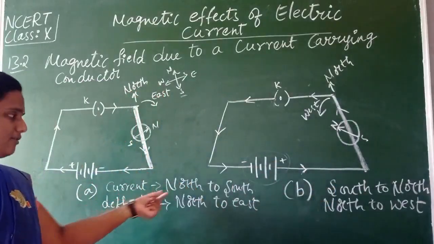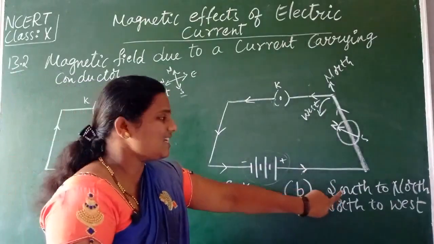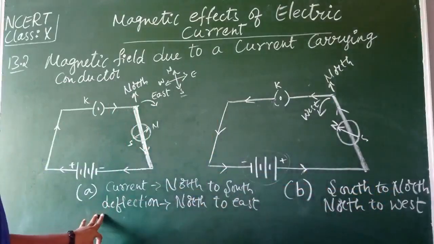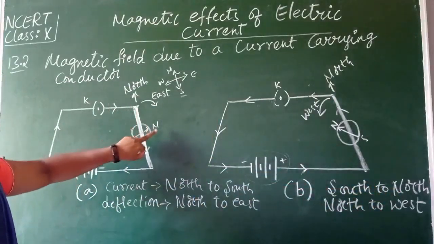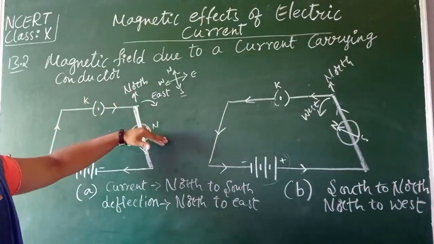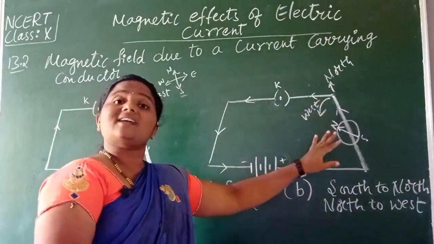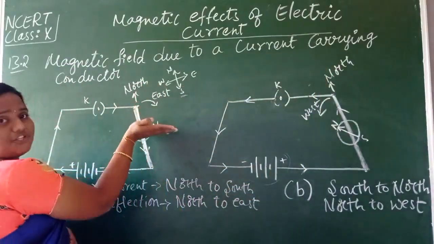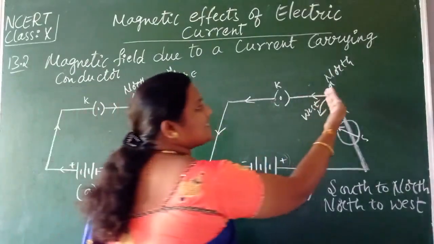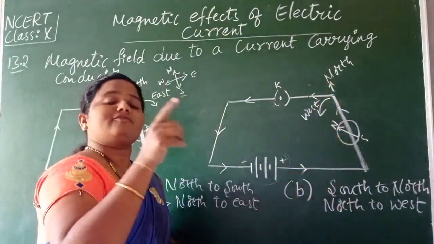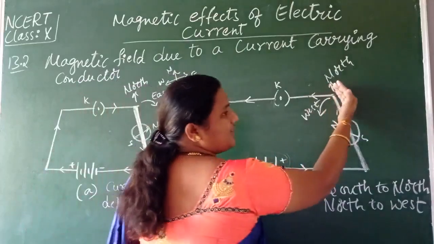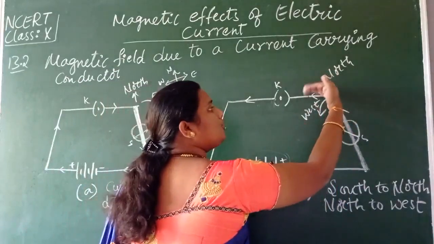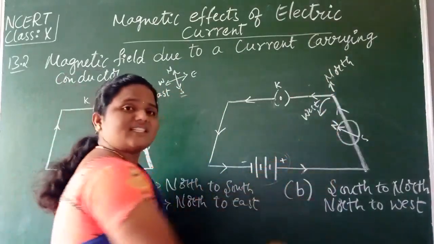Initially, the current was flowing from north to south. But in the second case, the current is flowing from south to north, isn't it? In the first case, the needle has started deflecting from north to east, whereas in the second case, the needle has started deflecting north to west. The one which had deflected north to east, now in the second case, due to reversal of the direction of the current, the deflection in the compass also got reversed. Because of that reason, north to west, the deflection has started.